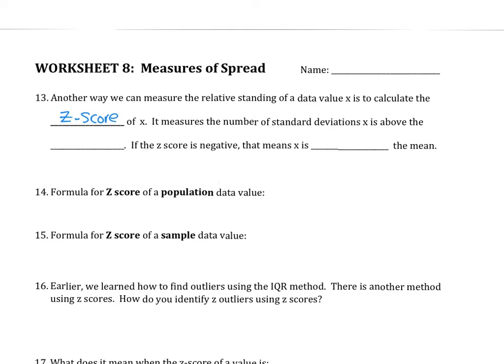It measures the number of standard deviations x is above the mean, which is denoted by the symbol mu. If the z-score is negative, that means x is below the mean, and if the z-score is positive, then x is above the mean.